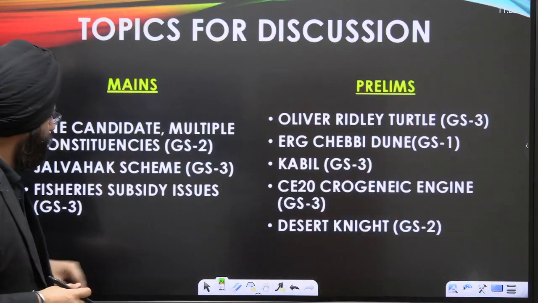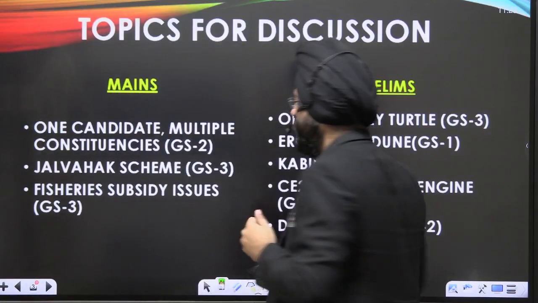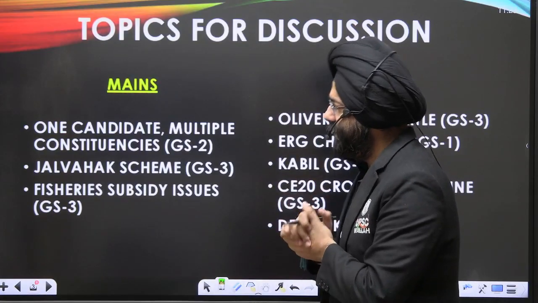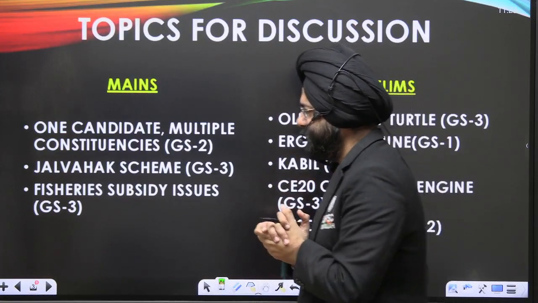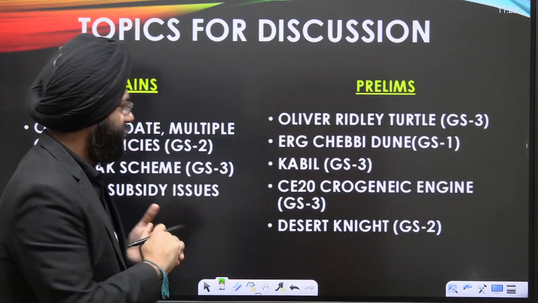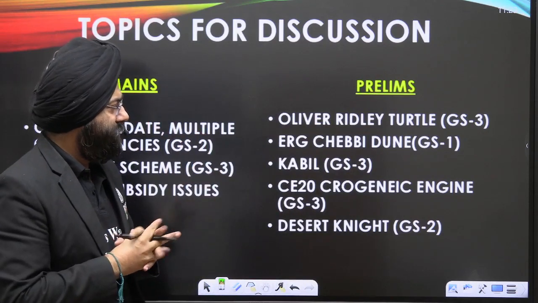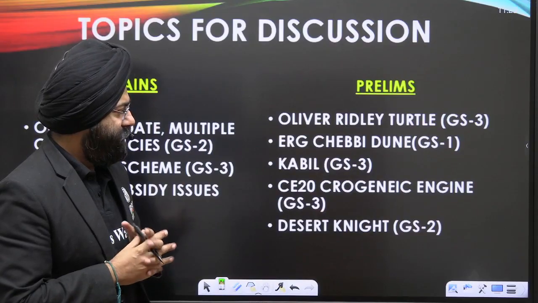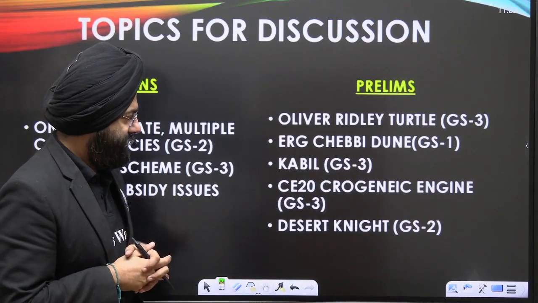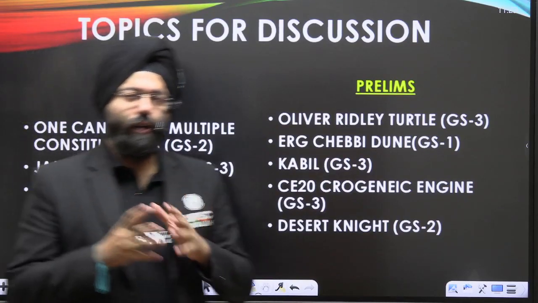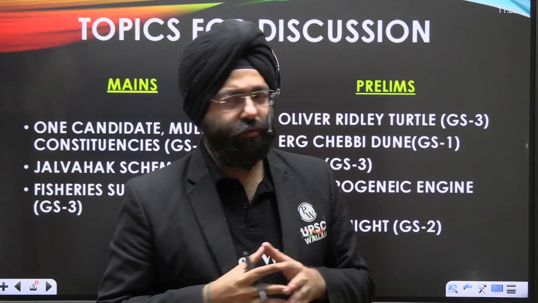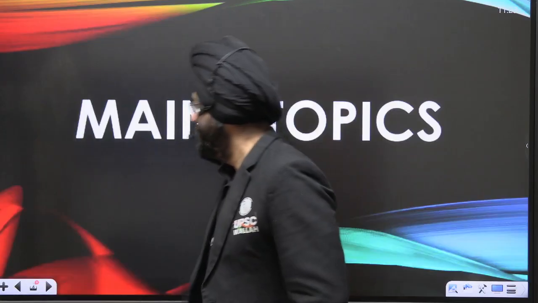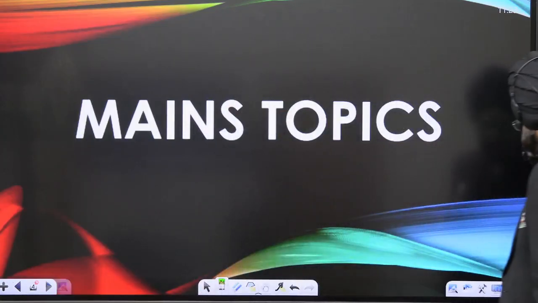What all topics we have taken for today's analysis? First, one candidate, multiple constituencies. Then you have the Jalvahak scheme, fisheries subsidy issues. Along with it, we have taken Oliver Ridley turtle, Erg Chebbi dune, KABIL, C20 cryogenic engine, and desert night. So these all are going to be analyzed that have been taken from today's newspaper, The Hindu. Let's analyze.